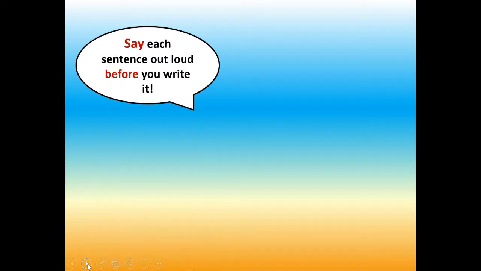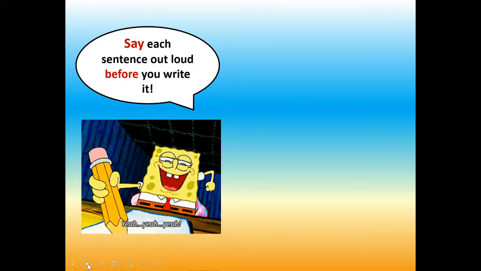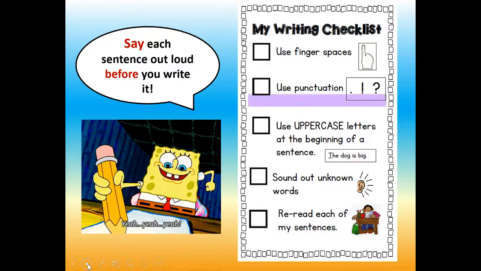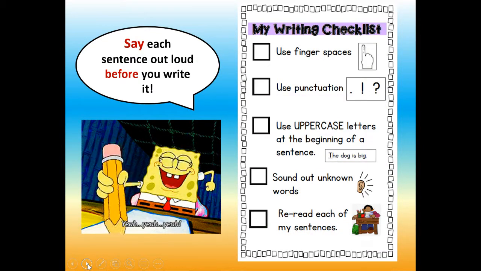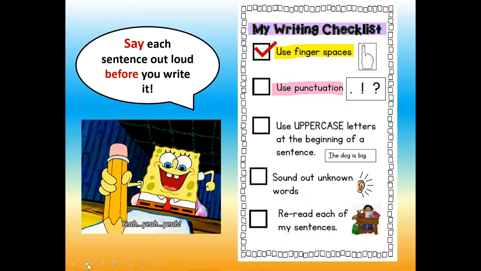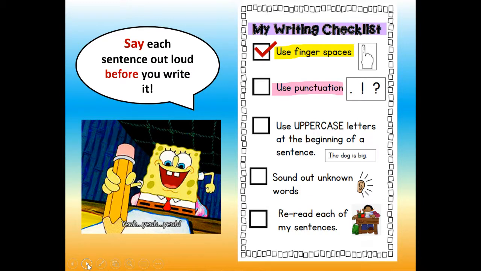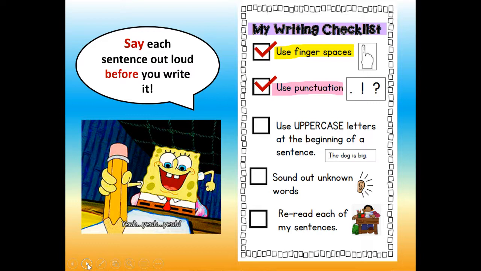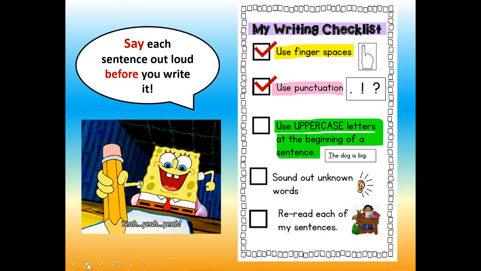But before we do that, we're going to review, say each sentence out loud before you write it. And here we're going to use my writing checklist. Make sure when you're writing your sentences, use finger spaces between each of your words. And also use punctuation. Put a period or an exclamation mark at the end of each of your sentences. And always, always use uppercase letters at the beginning of each sentence, or a capital letter at the beginning of a sentence, and for proper nouns, like if you're saying someone's name.